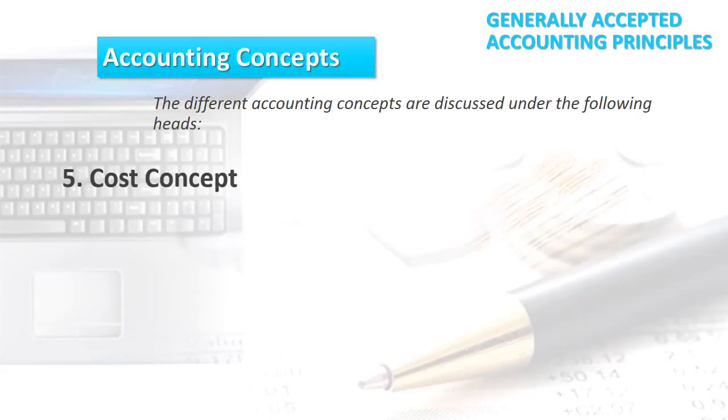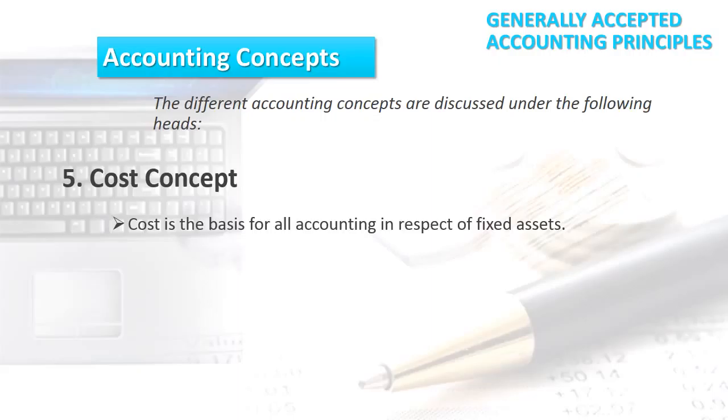Cost concept. Cost concept is closely related to the going concern concept. Cost is the basis for all accounting in respect of fixed assets. If a plot of land is purchased at $1 million, it has to be shown at that amount, even though the subsequent market price becomes $1,500,000. In other words, the subsequent changes in the market price are ignored.